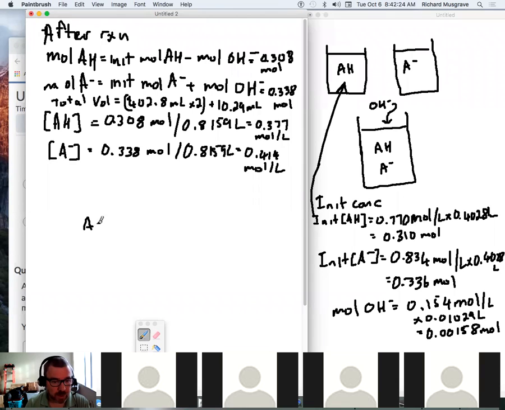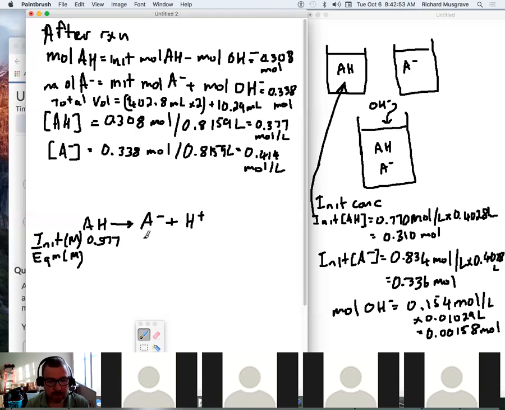Then we can apply our table to that. And our table is going to consist of what happens after the reaction, where the AH is going to end up splitting, at least some of it is, into A minus and H plus. So the initial concentration of AH is what we have just calculated, 0.377. The initial concentration of A minus is 0.414. And we're assuming at this point we don't have any H plus in solution. But after it's reached equilibrium, the AH goes down by a little bit, the A minus goes up by a little bit, and the H plus also goes up by that same amount, Z. And whether or not we've added sodium hydroxide or HCl, these signs don't change.